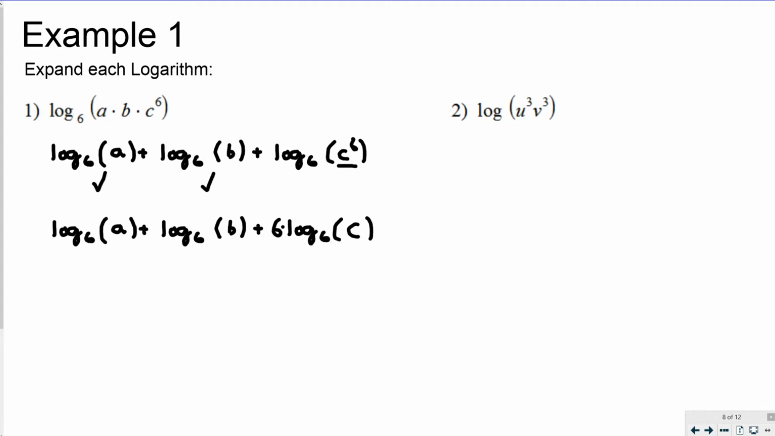We have log, and it's a common log because it has no base, of u to the third times v to the third. So what we do here is, because the exponents are inside the parentheses, we're going to do the product rule first, and then we're going to use the power rule. So it's going to be the log of u to the third plus the log of v to the third.